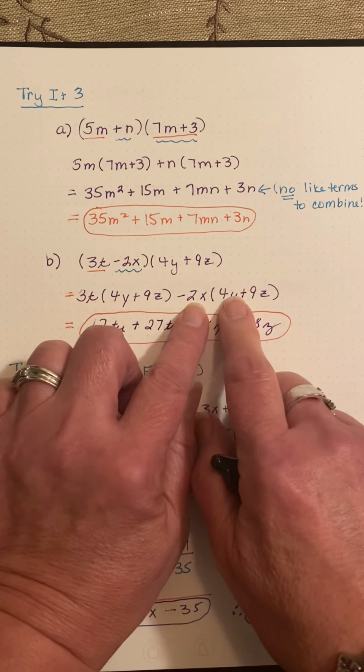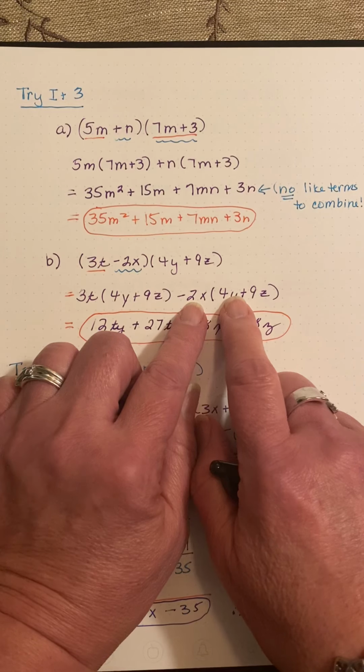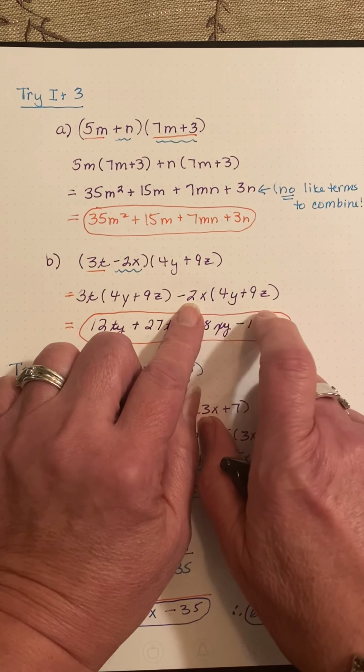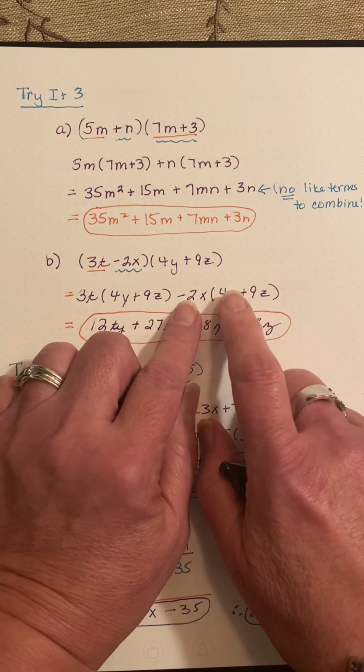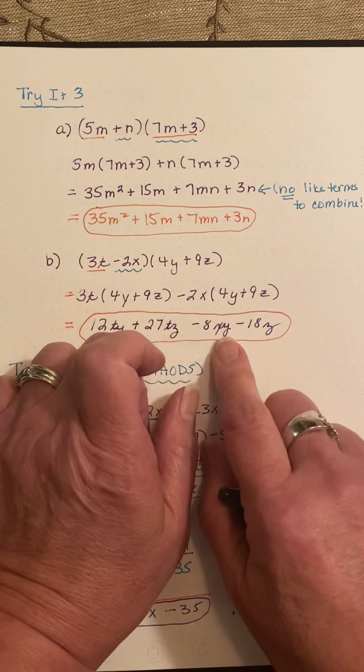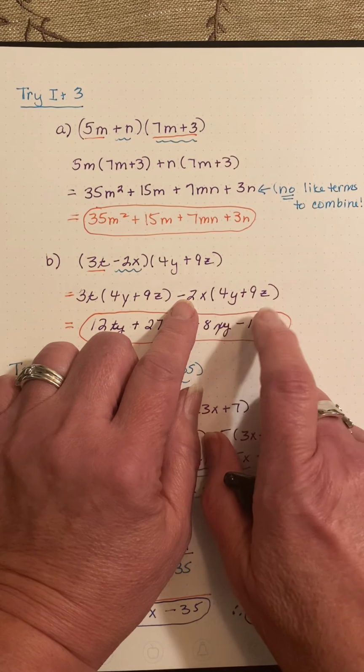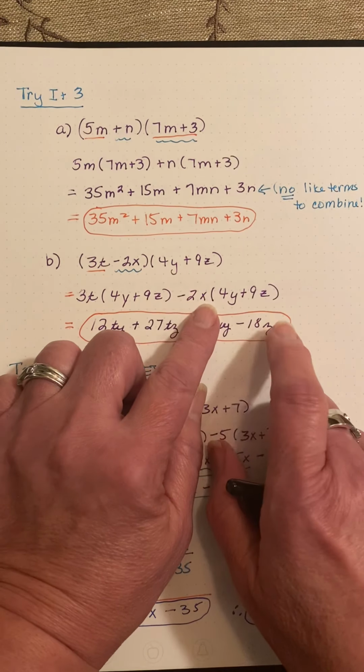A negative times a positive is a negative. And it's going to be a negative times a positive again. So these are both going to be negative. So negative 2 times 4 is negative 8xy. And negative 2 times positive 9 is negative 18xz.